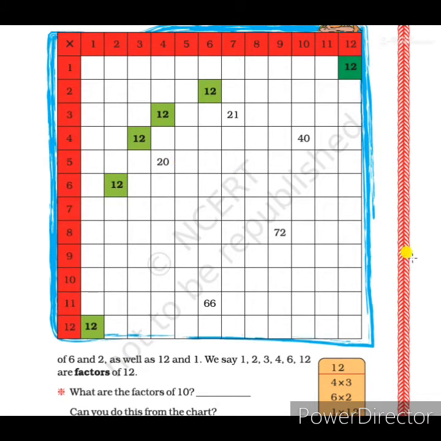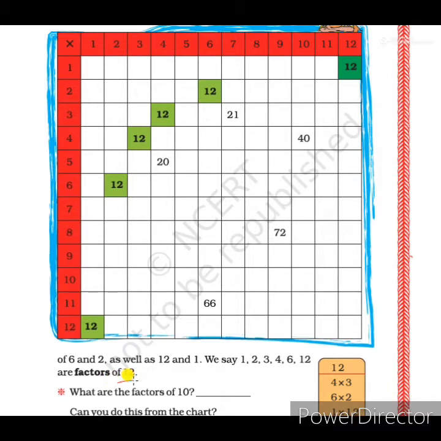12 equals 4 into 3. So 12 is a multiple of both 4 and 3. 12 is also a multiple of 6 and 2, as well as 12 and 1. We say 1, 2, 3, 4, 6, 12 are factors of 12.